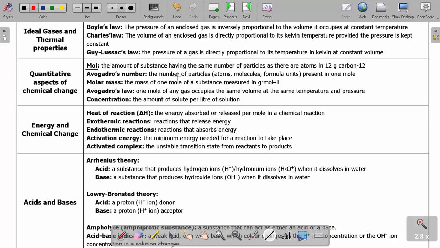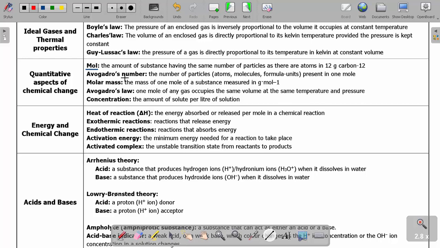The mole of a substance has the same number of particles as there are atoms in 12 grams of carbon-12, and that's called Avogadro's number, the number of particles, atoms, molecules, formula units present in 1 mole. Then molar mass, the mass of 1 mole of a substance, measured in gram per mole. And Avogadro's law, 1 mole of any gas occupies the same volume at the same temperature and pressure. And then lastly, concentration, the amount of solute per liter of solution.